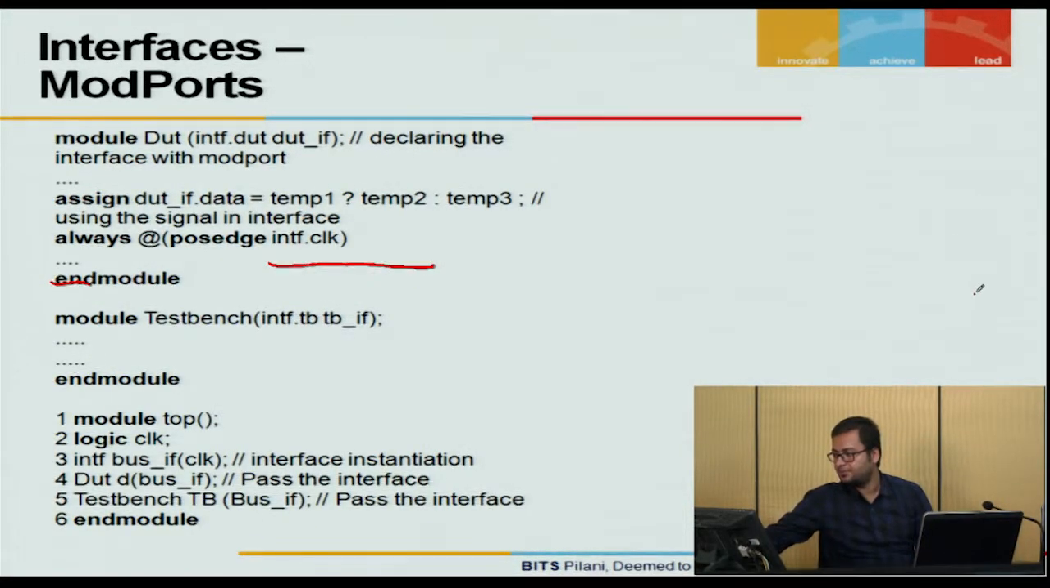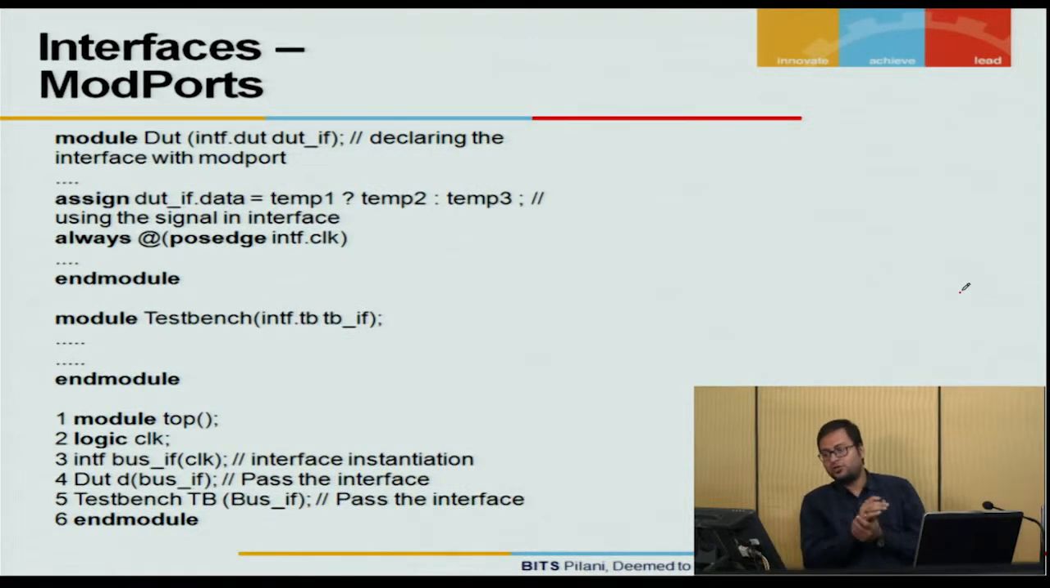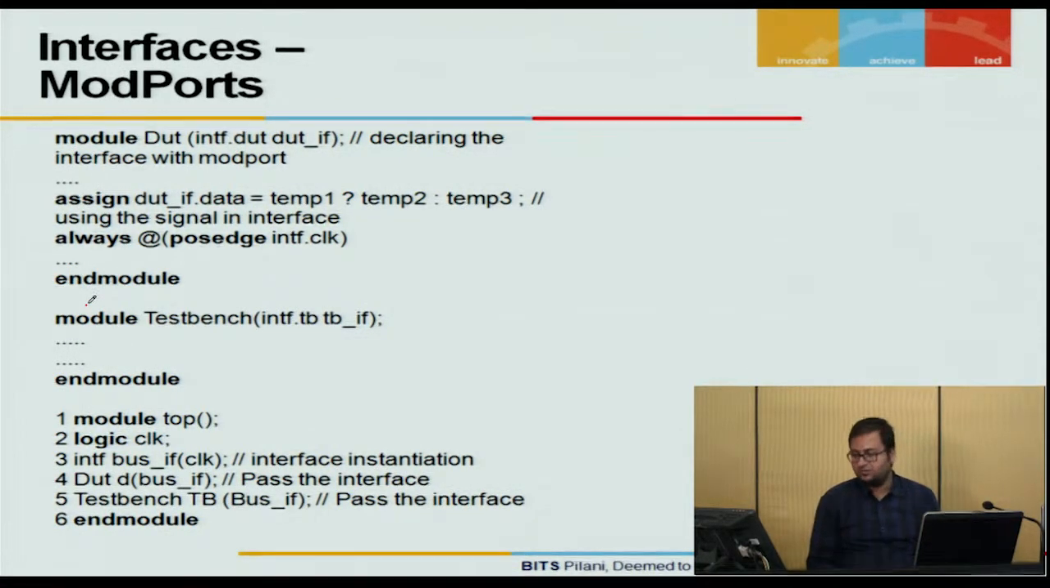So coming to the module DUT. In this DUT you have basically instantiated interface.DUT. So you can see you are using only the DUT modport of the interface. In this case you are assigning data of dot underscore if, and you are saying depending upon temp1, which of temp2 or temp3 will be taken, and then you have some code. In module test bench again you are passing the modport which was for the test bench in the interface, so that is interface.tb and tb underscore if.